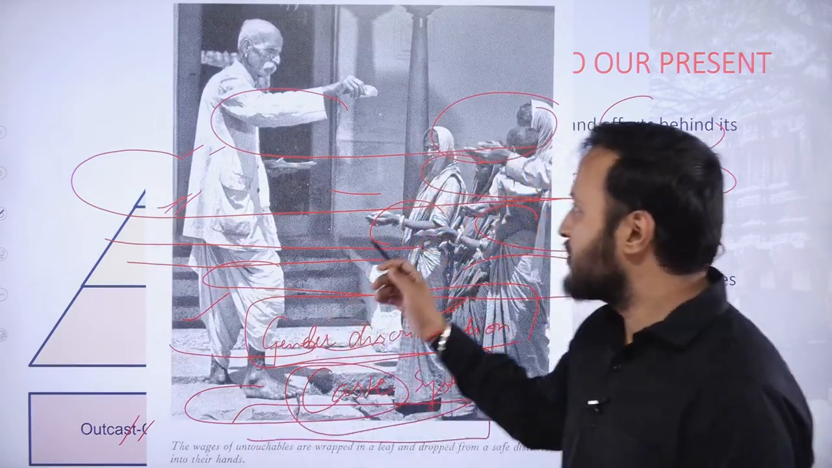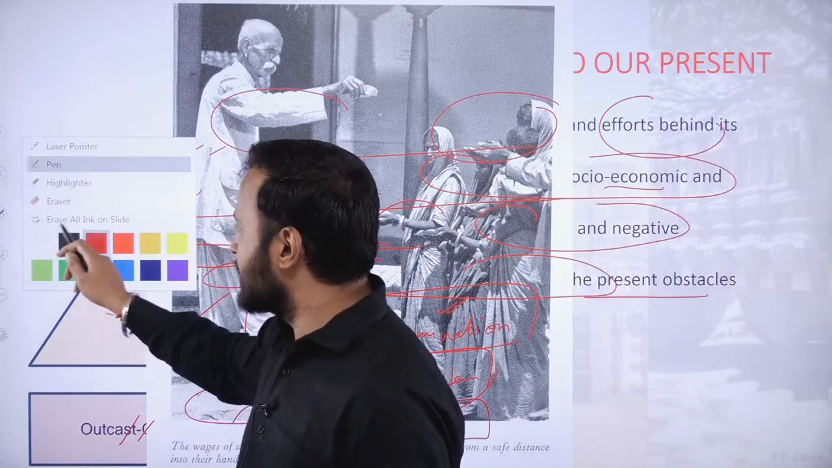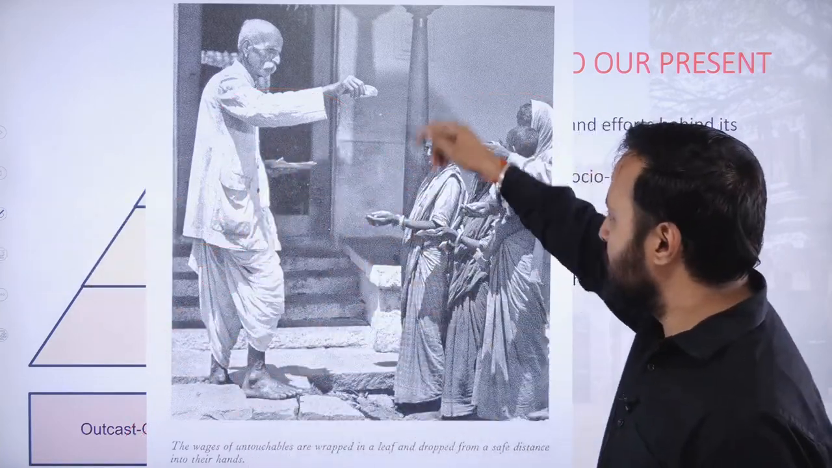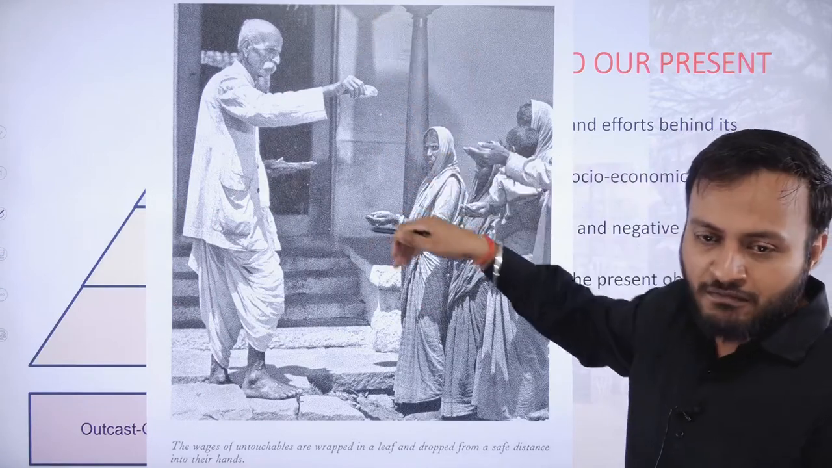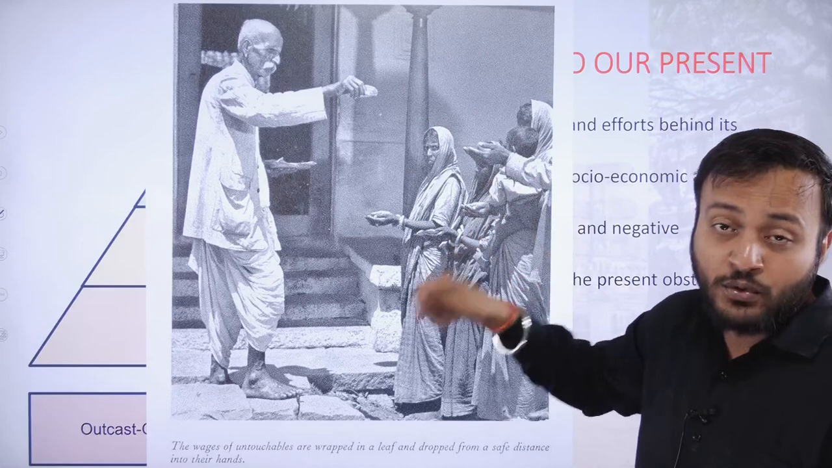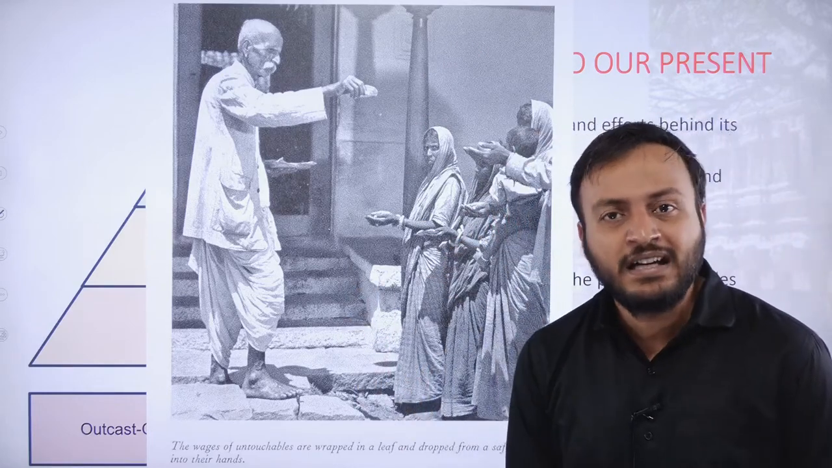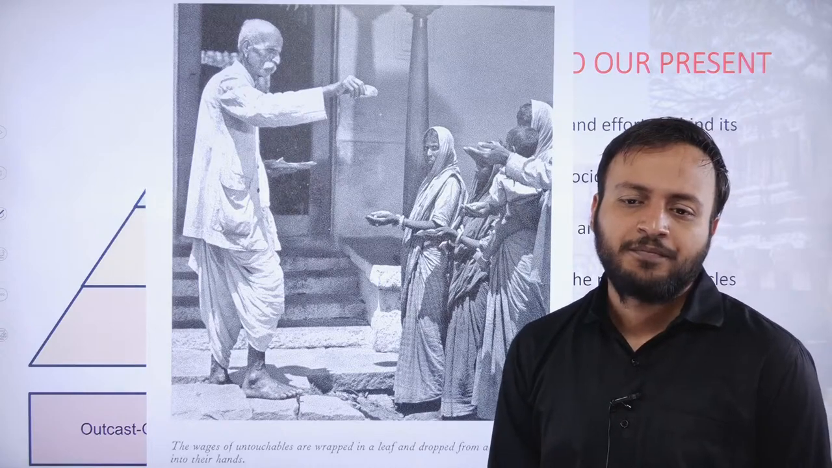And you can see this picture, which indicates the agony of the caste system. Here the person is giving the payment without touching, just from above. This indicates that even today this cultural practice exists and is creating trouble in society. Got it, everyone?